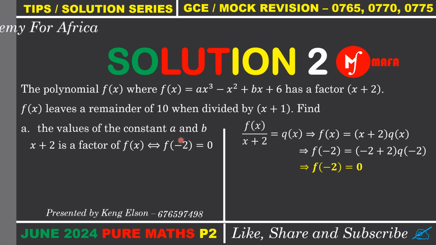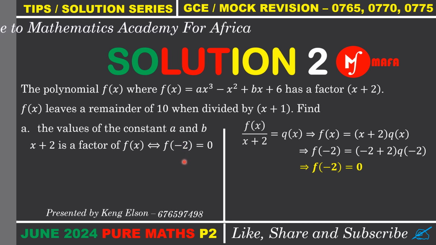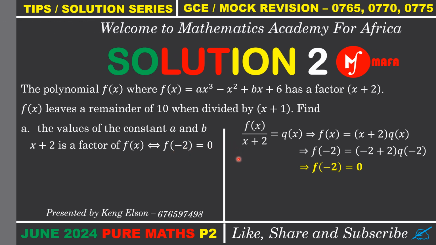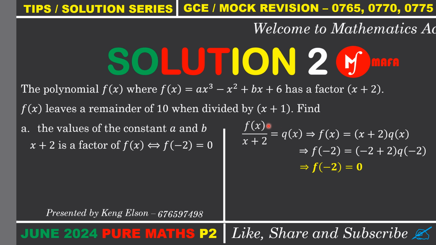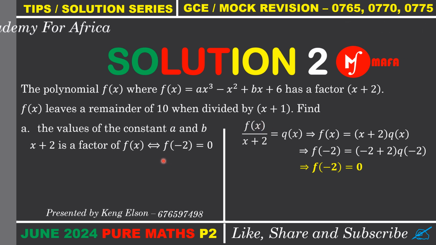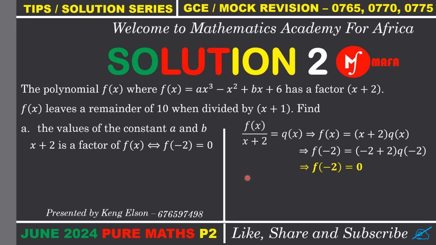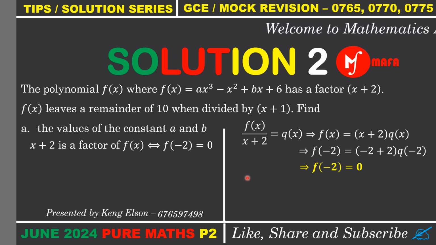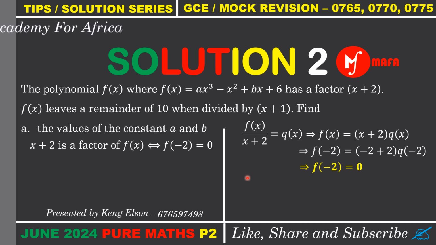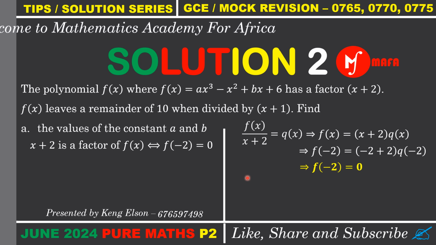This negative 2 is a root of the equation f of x equal to 0, because if I say f of x equal to 0, once I replace x with negative 2, I'm seeing that f of negative 2 is actually 0. So x equal to negative 2 is a solution to the equation f of x equal to 0, and automatically x plus 2 becomes a factor of f of x. I hope you guys are getting it.